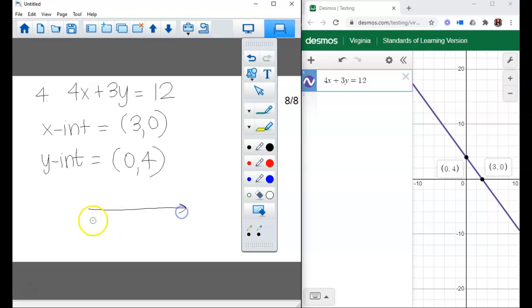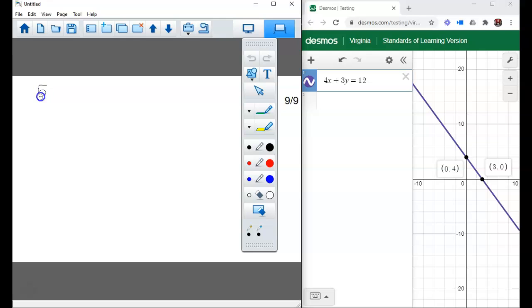With those 2 points, you have everything that you need to draw a sketch of what you're seeing on your screen. On the x-axis, we need 1, 2, 3 marks, and we're on that third one. For the y-axis, we need 1, 2, 3, 4 marks, and we're on that fourth one. And then draw your line. Next: 2x minus 4y equals 8.